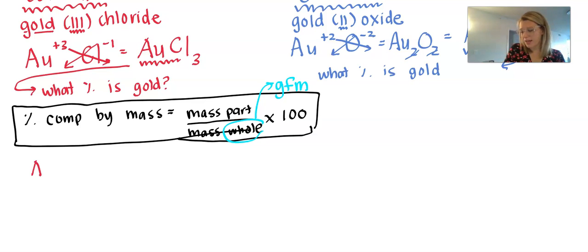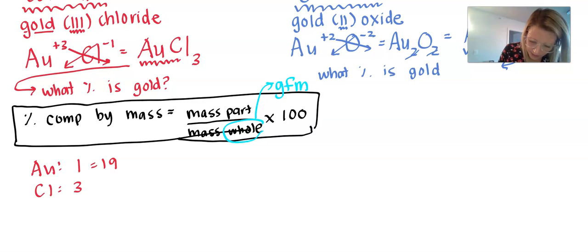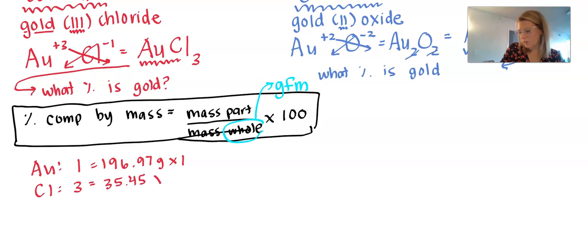So we have, again, AuCl3, okay, Au, we have 1, Cl, we have 3, and we're going to use our reference table to help us figure out our masses. So our mass of our gold is going to be 196.97 grams, okay. And we have chlorine, which is going to be 35.45 multiplied by 3. And we are going to go ahead and calculate that.